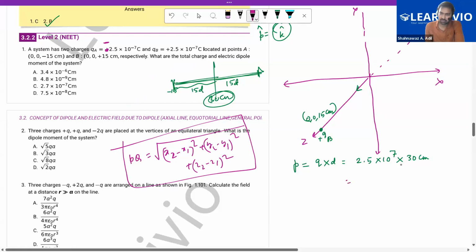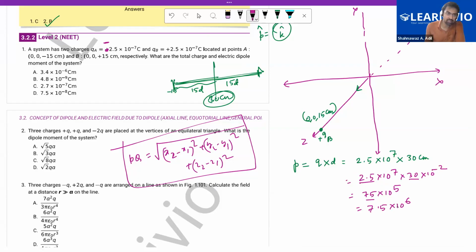So this is 30, so this would be 2.5 times 30, which is 75, into 10 to the power minus 7. Oh, this is centimeter, so 30 into 10 to the power minus 2, right? Then this is 75 into 10 to the power 5, and this one is 75 into 10 to the power 7. So this would be 7.5 into 10 to the power 6, right? So where do we have that? We don't have that answer, right?